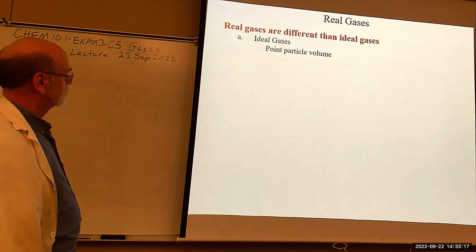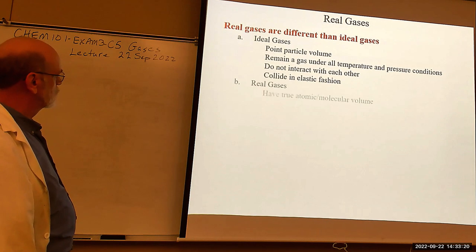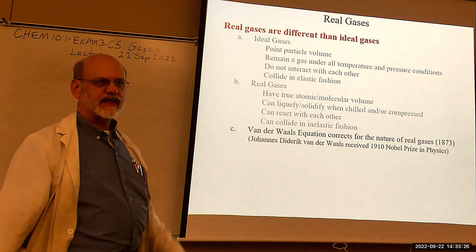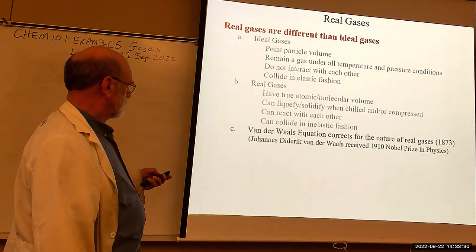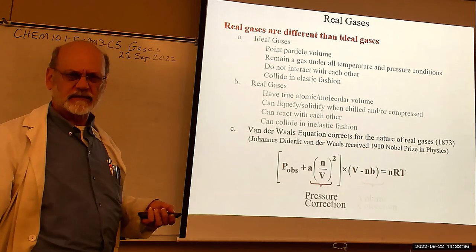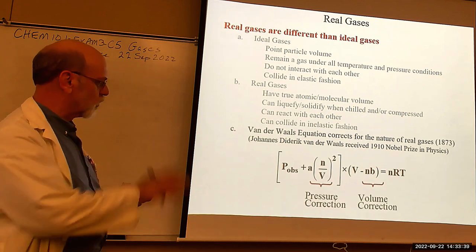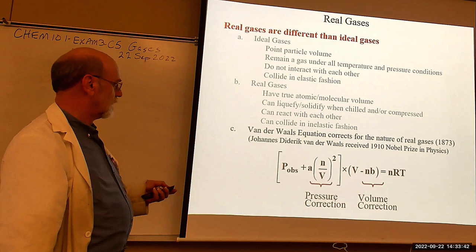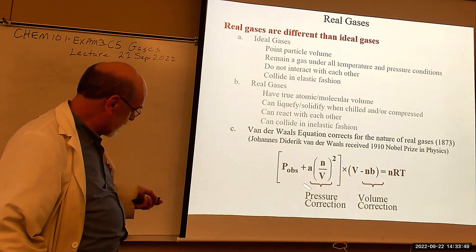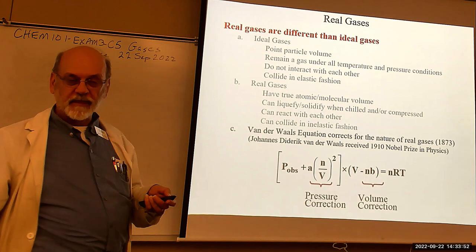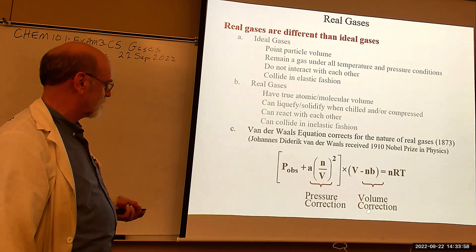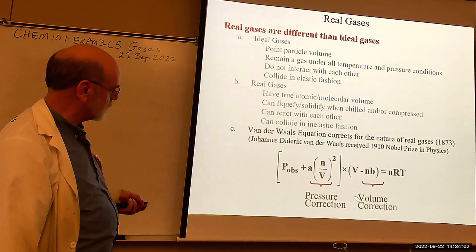Well, we give credit to van der Waals. I think he was Danish. Maybe not. He might have been German. He probably was German. He got a Nobel Prize for his work on this equation. Notice that PV = nRT. So the correction factors he introduced were for pressure and volume. And this is a correction for the pressure. This is the correction for the volume.